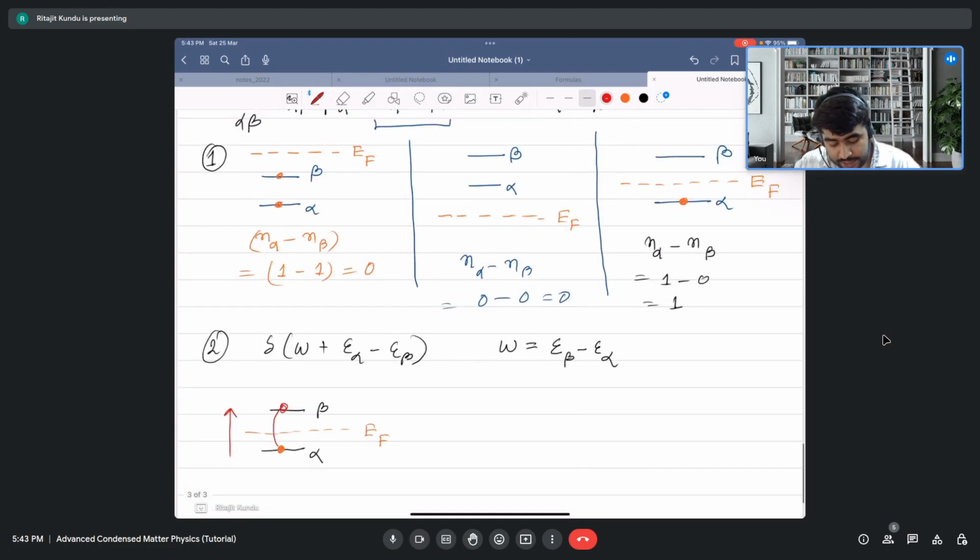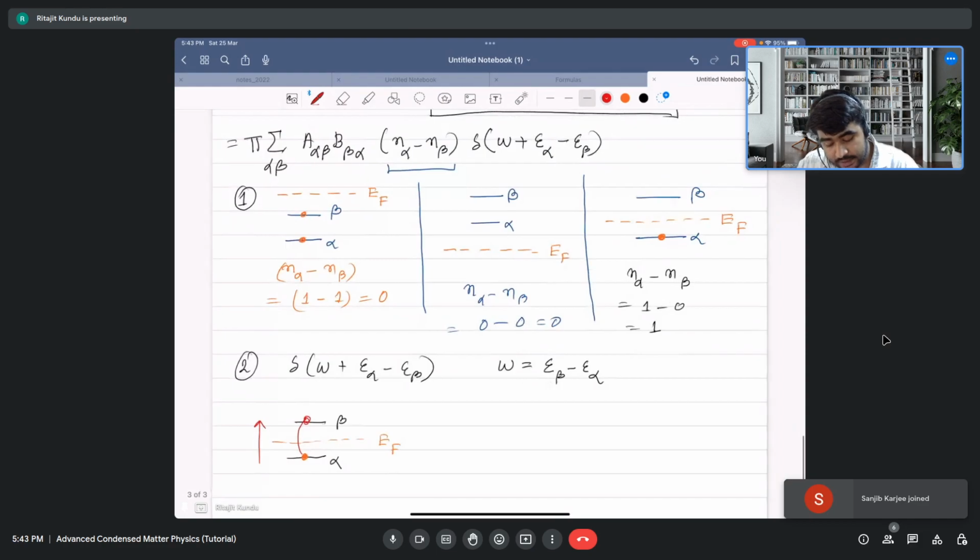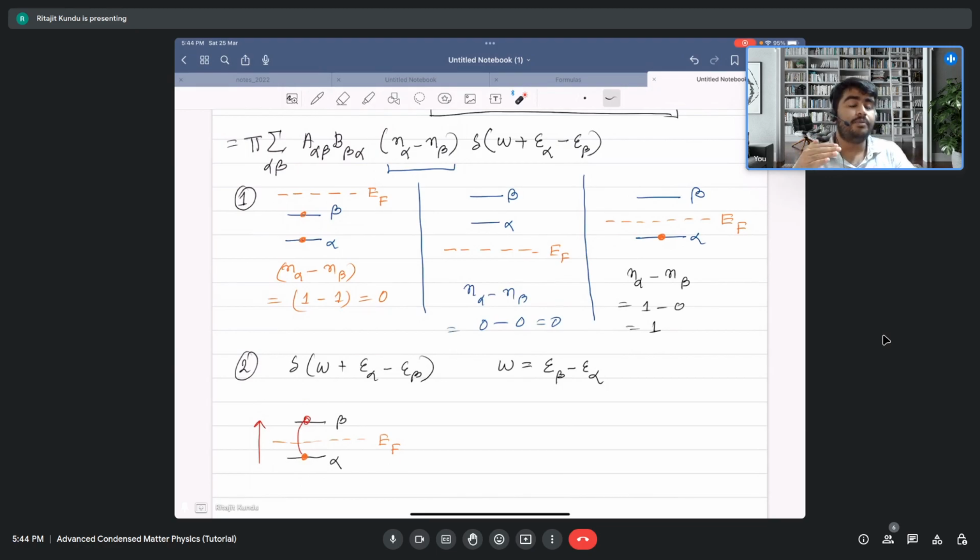So just to recap, this has two factors. The first term is the difference of occupation, which tells me that the two states I am thinking of, alpha and beta, have to be on different sides of the Fermi energy. And the delta function tells me that I have to at least provide this amount of energy to cause transitions. These are really important pieces of information, and from this you can get some idea about band structures, particle-hole excitations, and a lot more. So with this very simple correlation function, this linear response function, we can get rich information about the system.